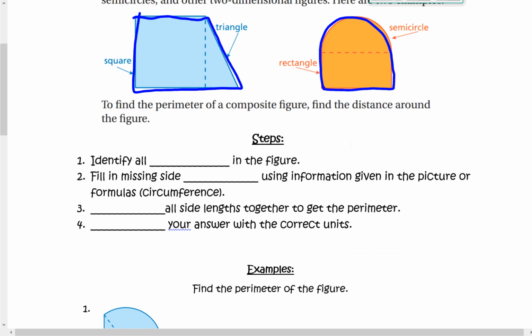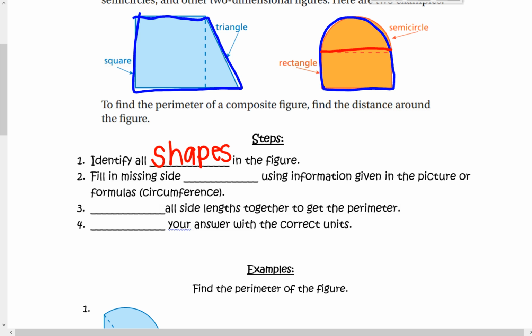All right, to find the perimeter of composite shapes, there's just 4 steps that we have to go through. The first thing you're going to do is identify all the shapes that are in the figure. This helps us know how to find some of these side lengths. For example, this arch in the semicircle. It's important to know this is a semicircle or half of a circle so that we can find that circumference and divide it by 2.